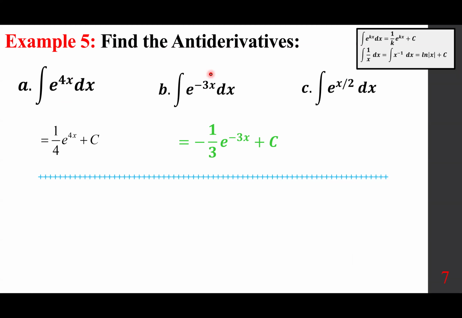This one, just write x over 2 as a half of x. So it becomes clear the coefficient of x is 1/2, and therefore it's 1 over 1/2 e to the power of x over 2 and a constant. Therefore, 2 e to the power of x over 2 plus a constant.